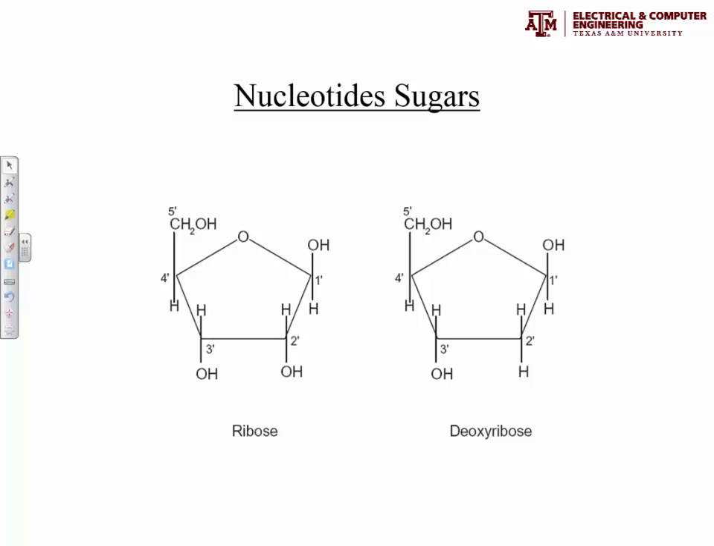If it is RNA, then the sugar is going to be ribose, whose structure we just studied, 1', 2', 3', 4', 5'. This is ribose. Or you take out the oxygen from the second location, you get deoxyribose. So this is the sugar that will be present in DNA. This one is in RNA.